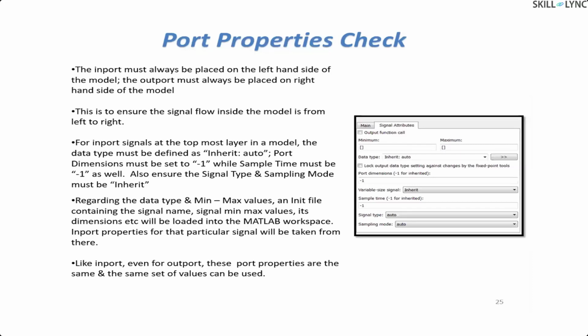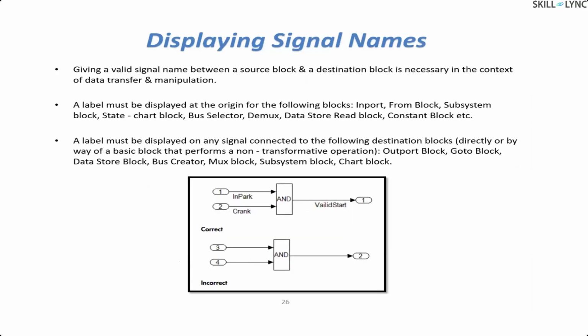So you need to define the properties of your ports such that, without any computational issue, your signal comes in and goes out. Here are some of the common properties you need to take care of. For inputs, your data type must be inherit auto, port dimension must be -1, and sample time must be -1 as well. Likewise, displaying of your signal names.